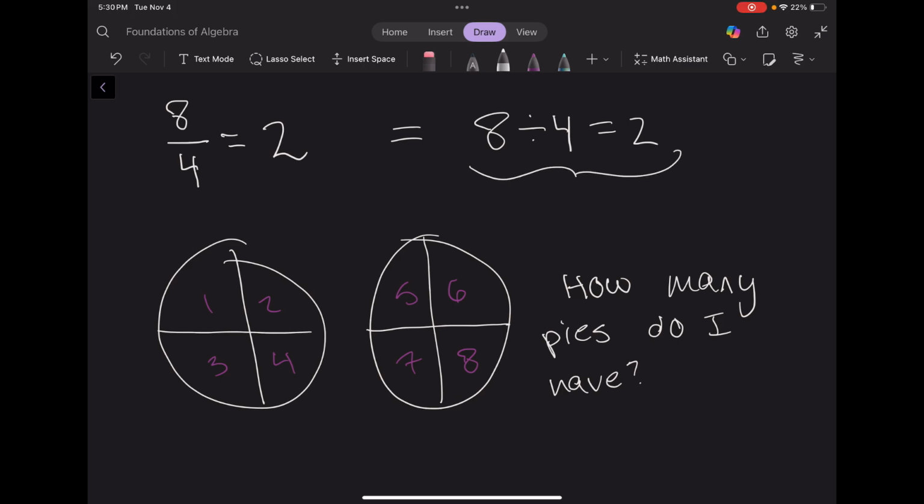Another way of looking at this is if we have 8 dots, 1, 2, 3, 4, 5, 6, 7, 8, and we group them in groups of 4, here's one group of 4, and another group of 4, then we have 2 groups, which is our answer.